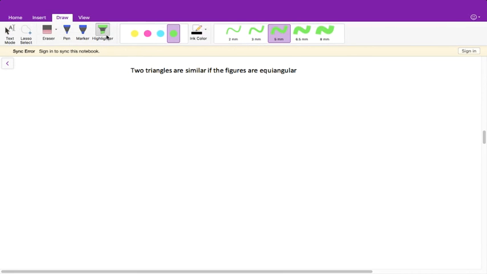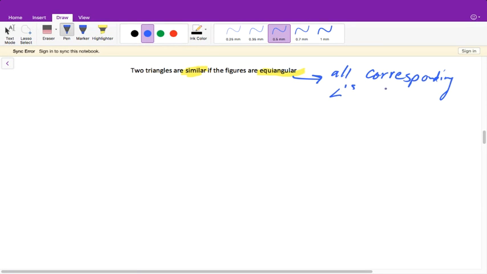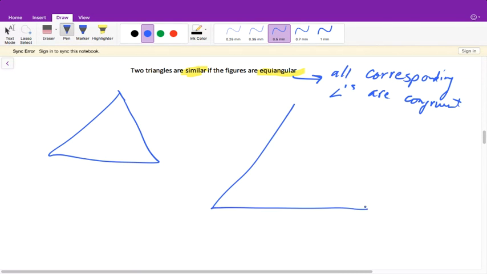All right, so the first one that we will discuss is that we know two triangles are similar if they're equal angular. And what does that mean? That they have all corresponding angles are congruent. Right? So if I draw these two triangles, and I tell you that this is equal to 60 degrees, this is equal to 60 degrees, that this is equal to 50 degrees, that this is equal to 50 degrees, and then that this one is equal to 70 degrees, and so is this one.